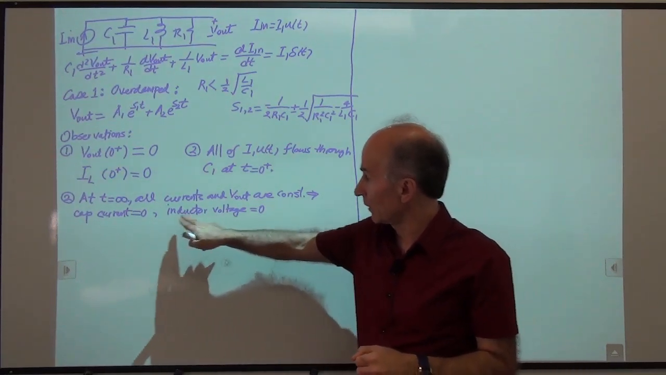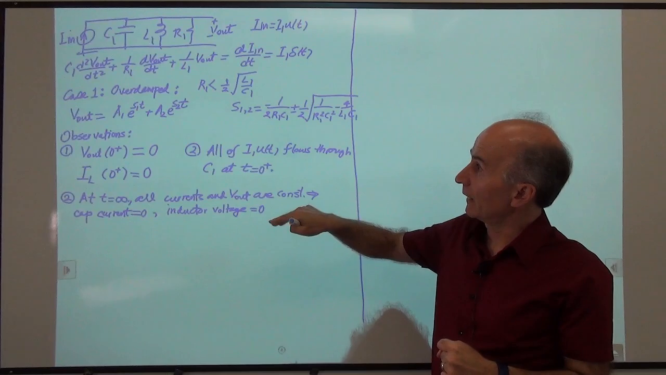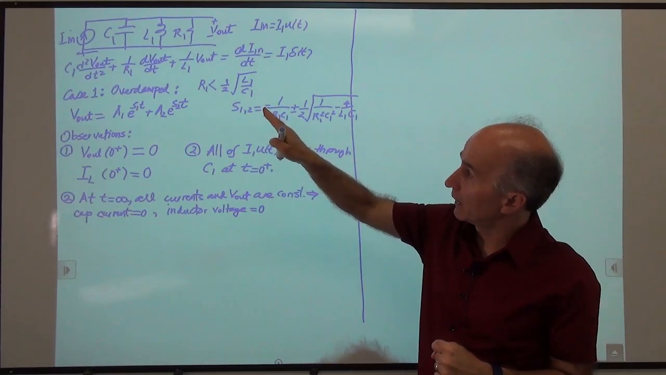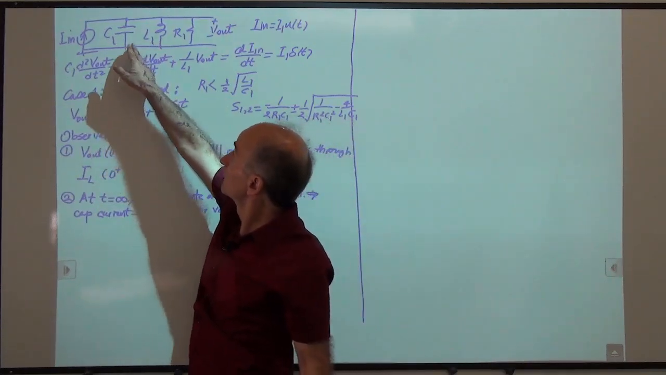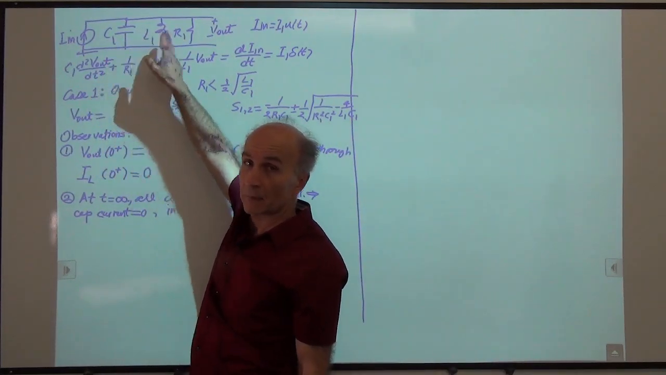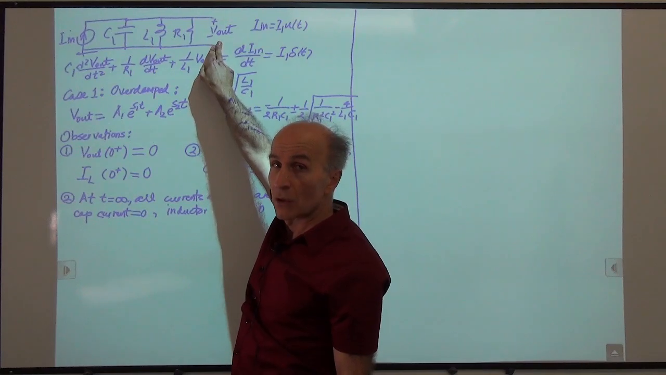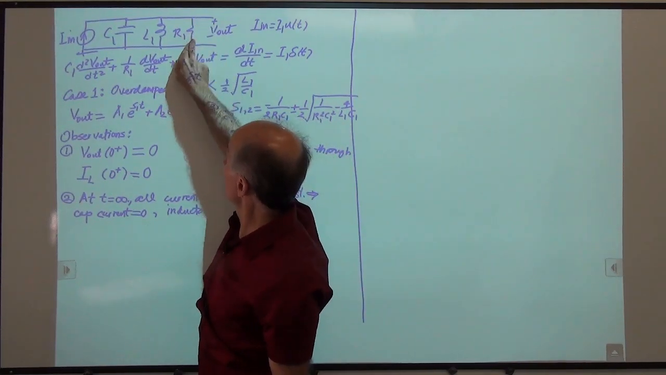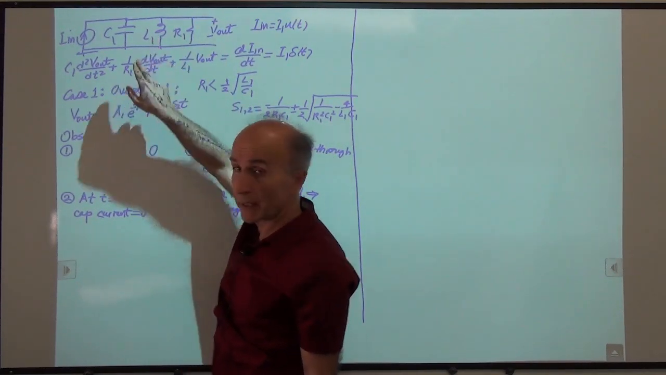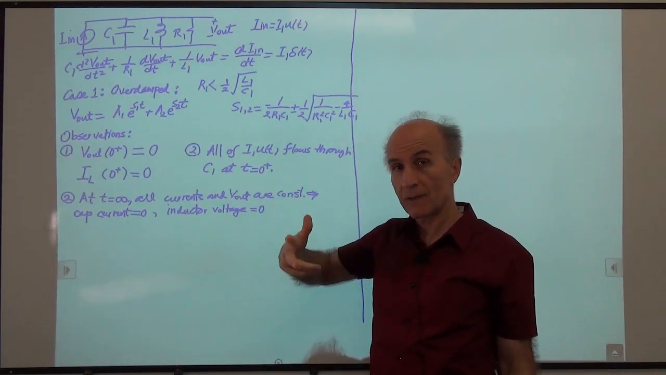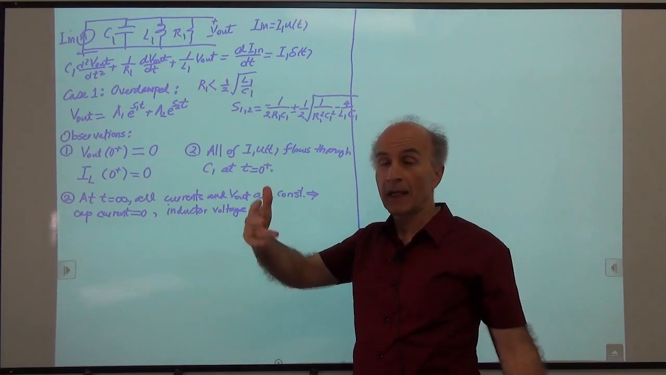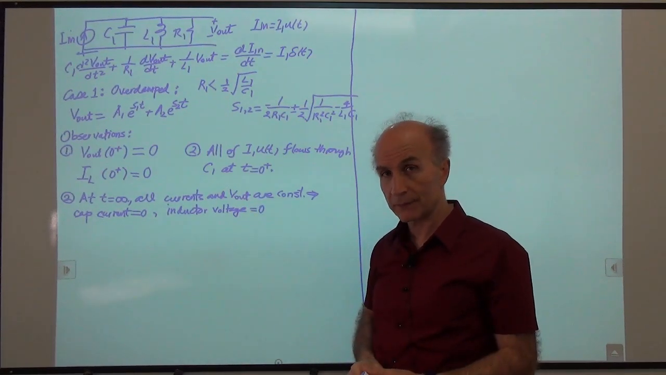So now if I put these all together, what can I say about where I1 should flow through? It cannot flow through this. That's open. Can it flow through R1? No, because this voltage is forced to be 0 by L1, right? The inductor voltage is 0. If the inductor voltage is 0, the resistor voltage is 0. That means no current can flow through the resistor.